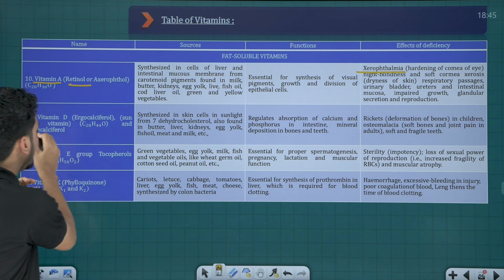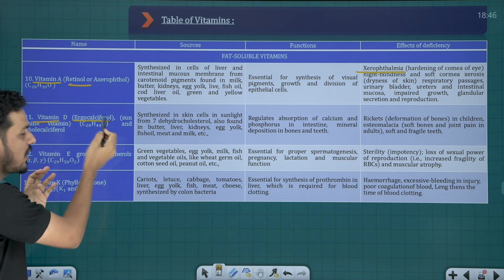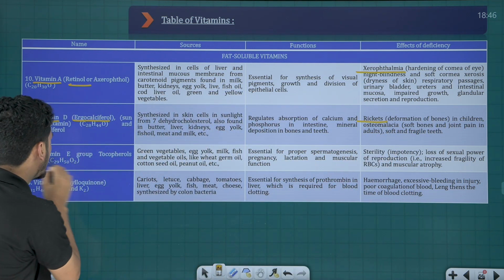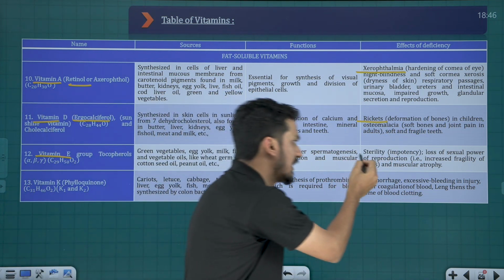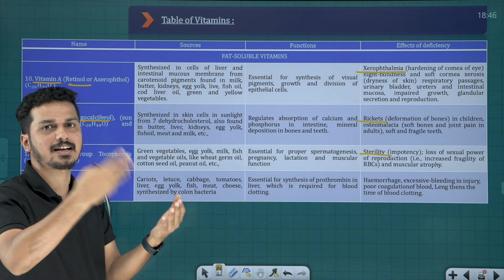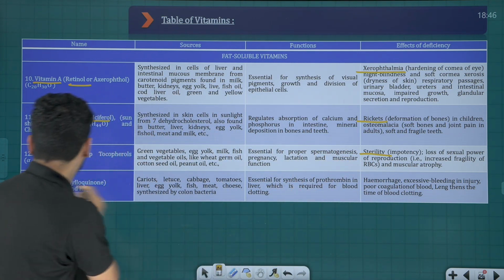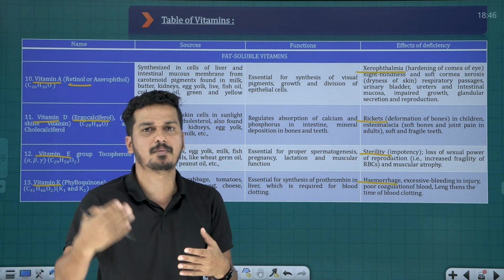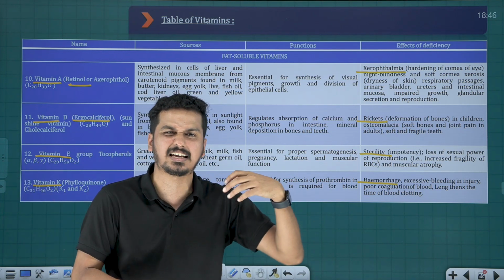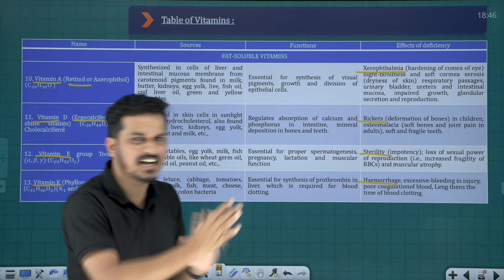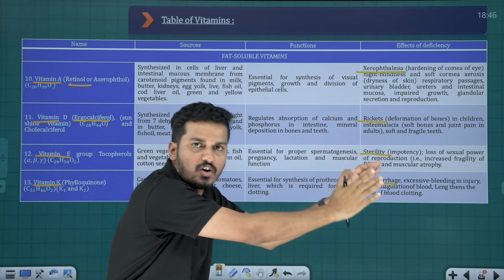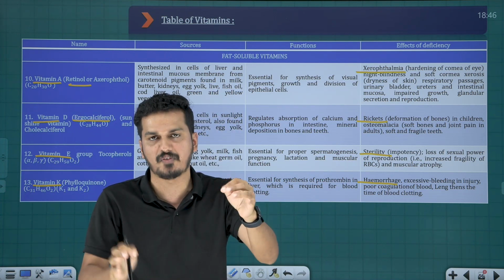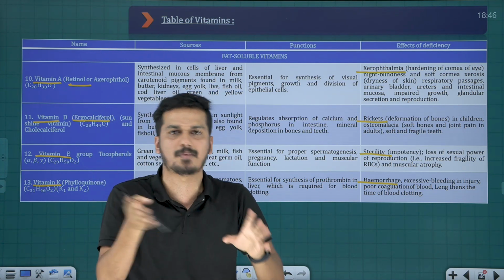Then vitamin D. Vitamin D is called ergocalciferol or calciferol. If it is less, rickets will form. If vitamin E is less, sterility or impotency, which will directly affect your reproductive system. Then if vitamin K is less, hemorrhage will be there. Hemorrhage means the blood clotting will take more time, there will be a lag in the blood clotting. That idea: which vitamin's deficiency will cause this one, like that you learn. If it is asked, you have to match the columns; that kind of question may come.